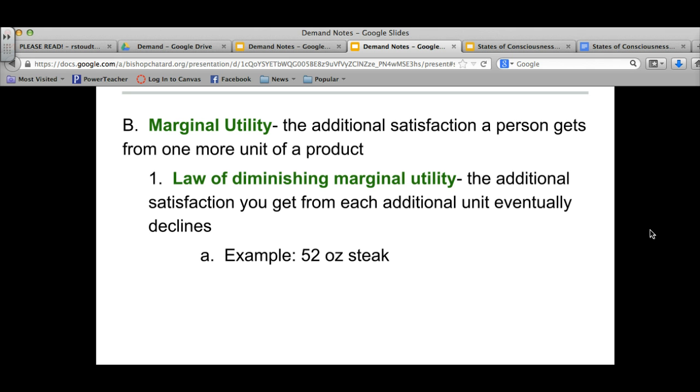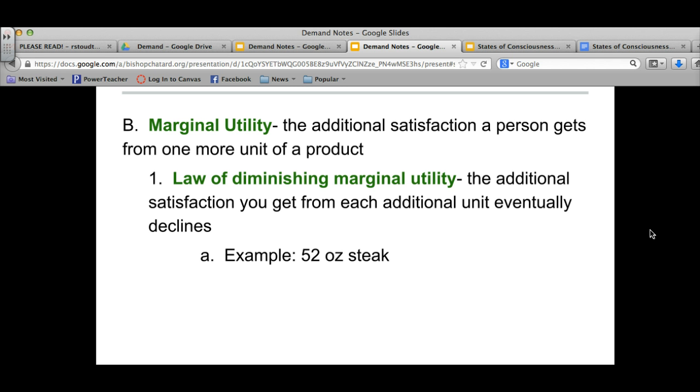Now, the reason why this relates to the law of diminishing marginal utility, afterwards I talked to him. I said, Jeremy, how was it? And he said, you know, the first about 40 ounces went down nice and smooth. After that, the last 12, I kind of had to choke down because obviously he's getting full, but also he's like, you know, it doesn't taste as good anymore. That's the law of diminishing marginal utility.